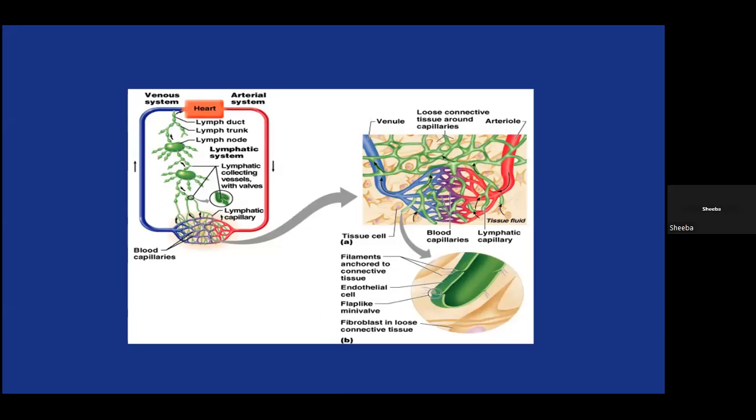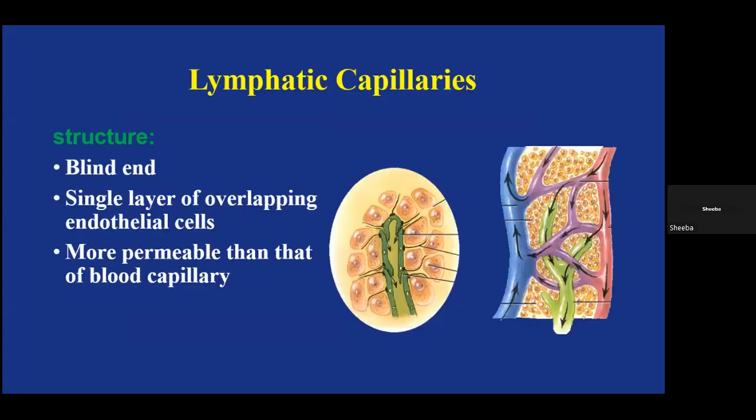You have to understand that wherever the arterial capillaries and the venous capillaries are communicating together, there is a chance of fluid leaking out into the interstitial space. That's called lymphatic fluid. This fluid is absorbed with the help of the lymphatic capillaries. If you look at the lymphatic capillaries, they have a blind end and a single layer of overlapping endothelial cells, so wherever the lymphatic fluid originates, it is collected with the help of the lymphatic capillaries, and they are more permeable than blood capillaries.